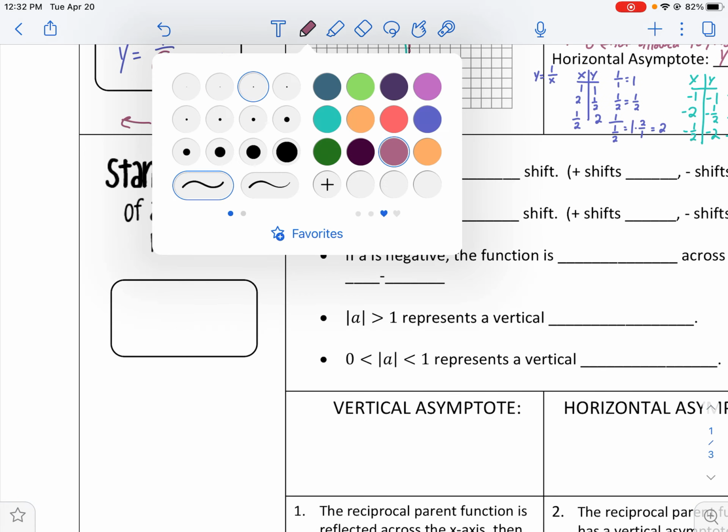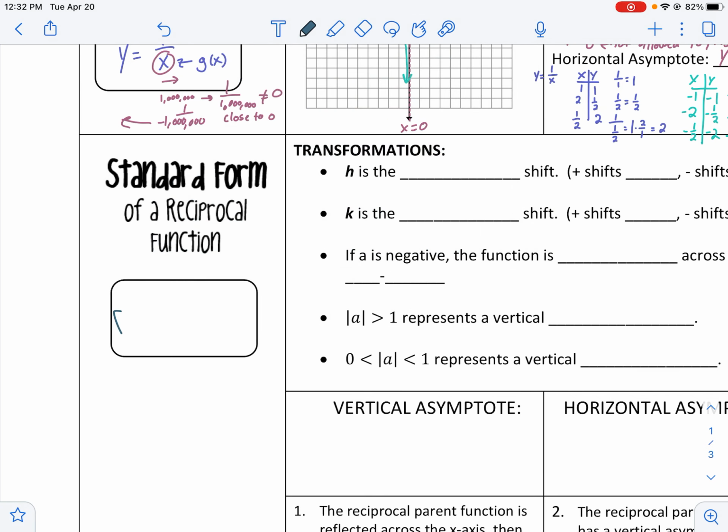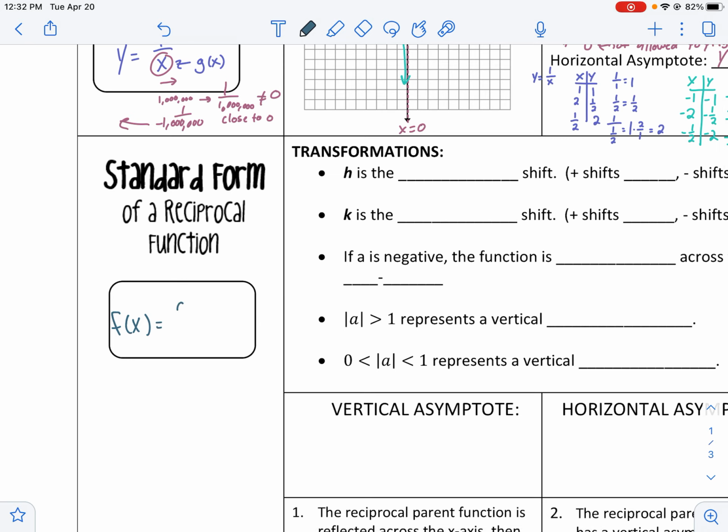So talking about the standard form or the transformation form, this is f of x is equal to a over x minus h plus k. Our h value, still the horizontal shift.